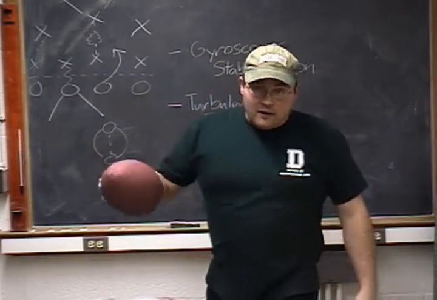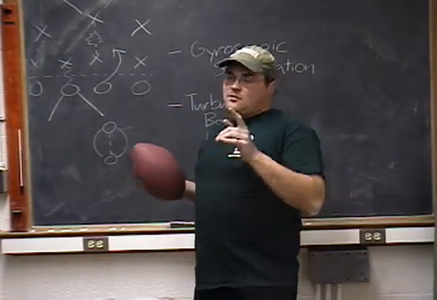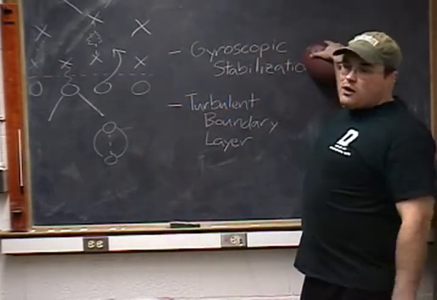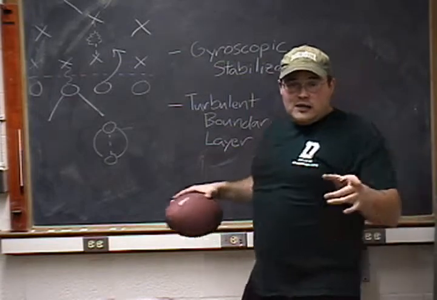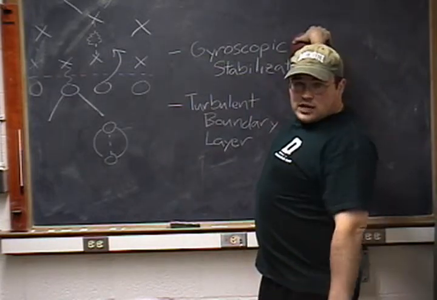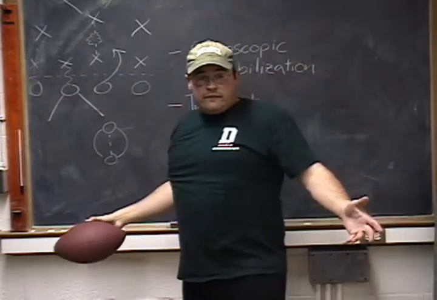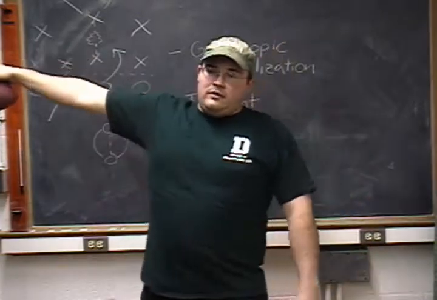What makes a good long pass? Spiral, coach. That's right, that's right. The mechanics of a good spiral create gyroscopic stabilization and a turbulent boundary layer. All right, anybody know anything about gyroscopic stabilization? Anybody? All right, let's cut to the tape.